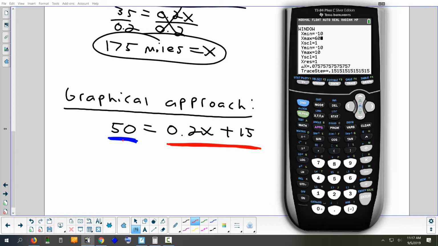What does X represent again? Miles. And what's the least number of miles you could drive? 0. So I would probably set the X min at 0. It doesn't make sense to have negative miles. If you set it at 40, we might lose a little bit of information, but 0 technically would be the smallest. Now, what's the most number of miles we can drive? Well, infinite. You can make X max as high as you want. All right, let's hit graph.